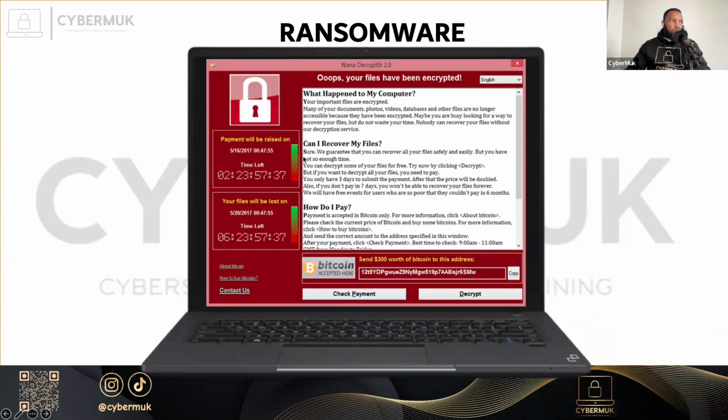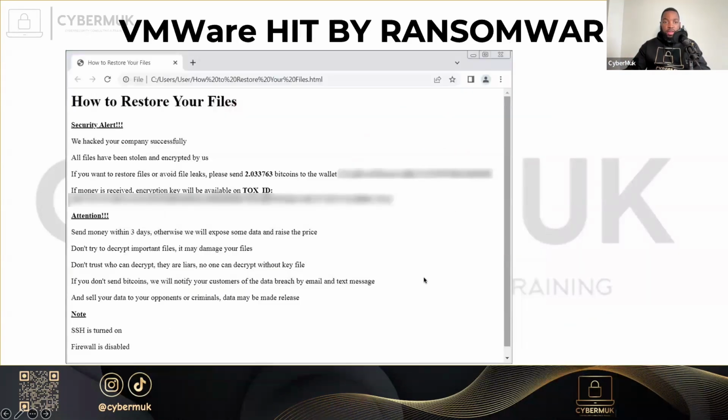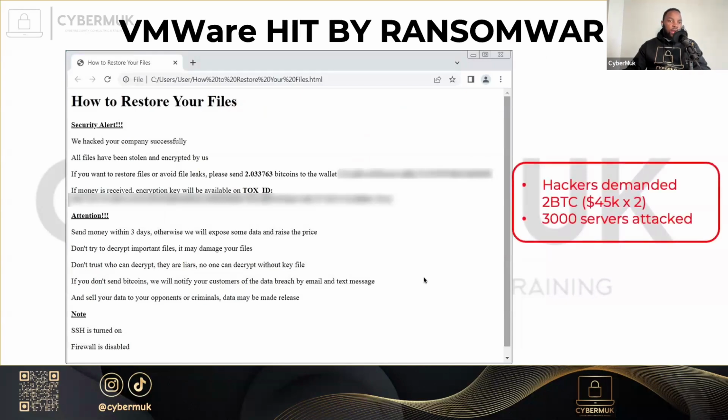And it tells you the time you have left. Now there are different types. This is just one example. And they tell you to send Bitcoin to a specific address, cryptocurrency. And these are examples of companies that were hit by ransomware. You have VMware. The hackers demanded 2 Bitcoins. So at the time it was $90,000, 45K each. And they had about 3,000 servers attacked.